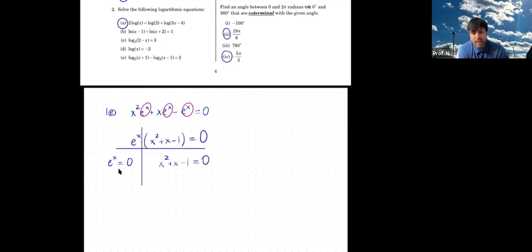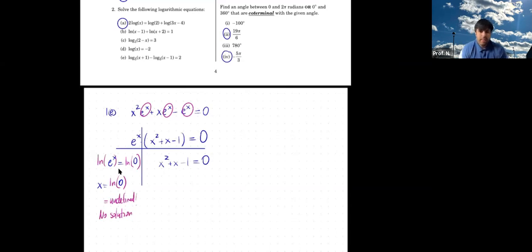Now, can e to the x ever be 0? Well, let's see if we try to solve for x. What would we have to do? Apply ln on both sides, right? That's how you would start this. But what's the problem? x equals ln of 0. If you put this in your calculator, what happens? You get undefined. No, this doesn't work, guys. There's no solution. So this actually has no solution for e to the x equal to 0.